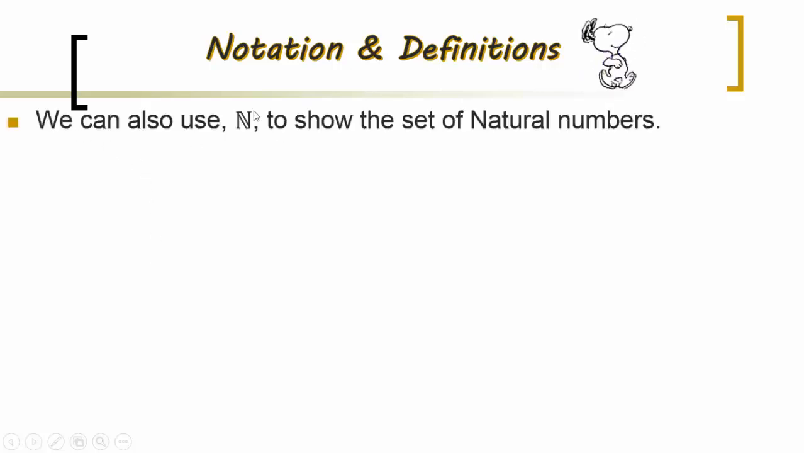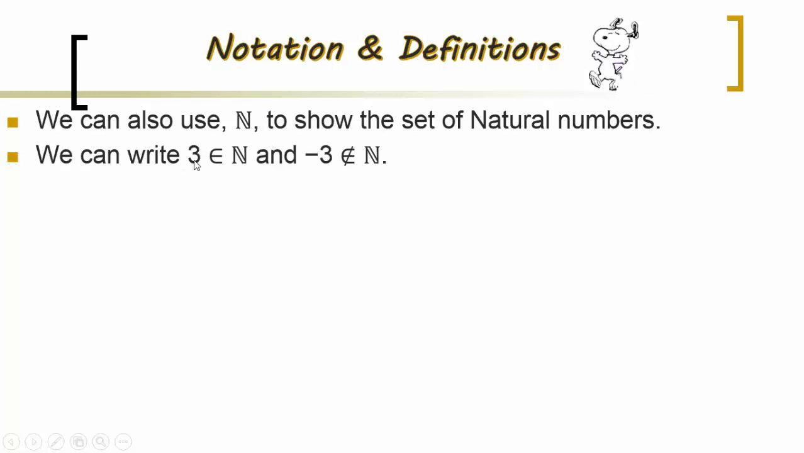Now, as I told you in an earlier section, this is the symbol for the natural numbers or the counting numbers, the N with a little double bar. So instead of writing out that list, we can write 3 is an element of N and -3 is not an element of N using those symbols.